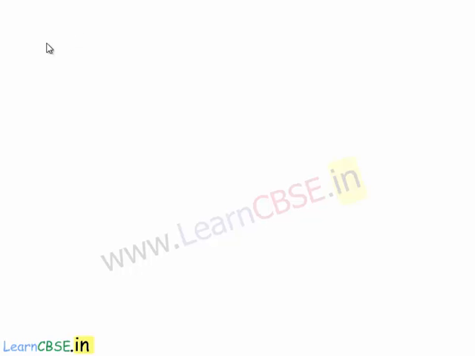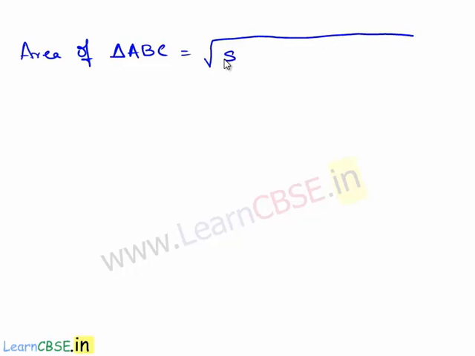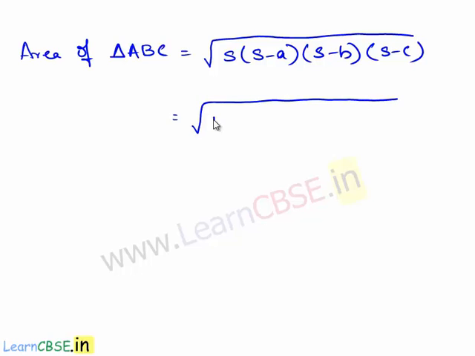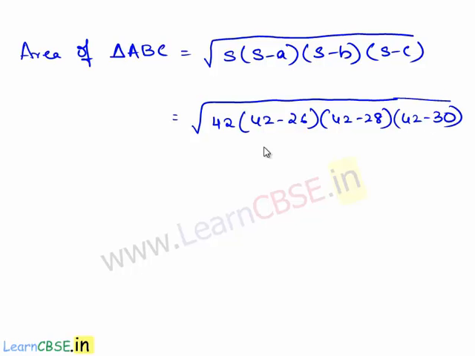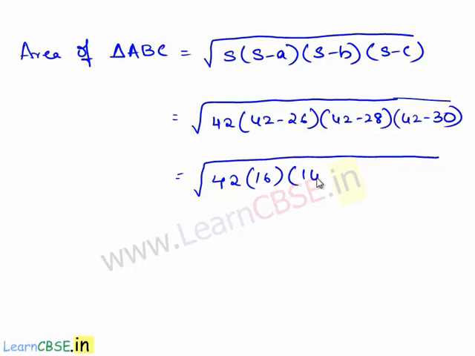Now we shall substitute the value of S in the formula for the area of triangle ABC, which is equal to square root of S times (S minus A) times (S minus B) times (S minus C), which is equal to square root of 42 times (42 minus 26) times (42 minus 28) times (42 minus 30), which is equal to square root of 42 times 16 times 14 times 12.